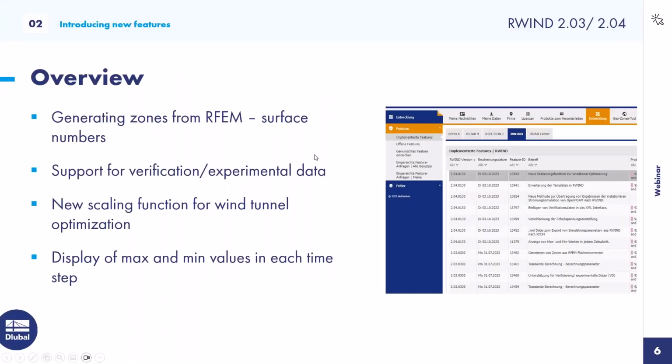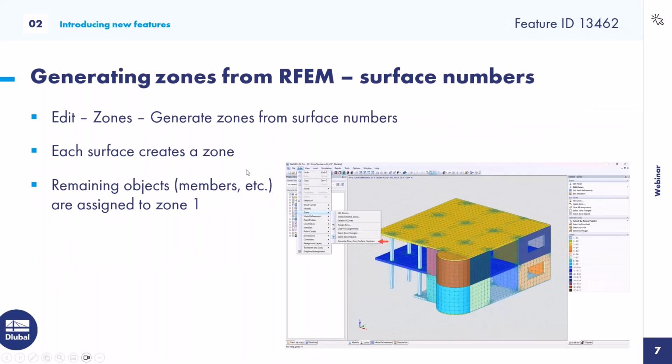So what I would like to talk about now is the first feature, the generation of zones from RFEM surface numbers. The next one will be the support for verification of experimental data. This will be the main part of today's webinar. The next one is a new scaling function for the wind tunnel optimization. And last but not least, we will quickly step into the display of maximum and minimum values in each time step. I have, of course, one slide for each feature, and then we jump into a small file in order to check where you can find it.